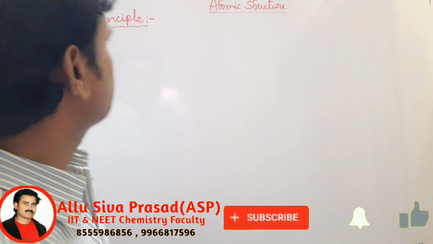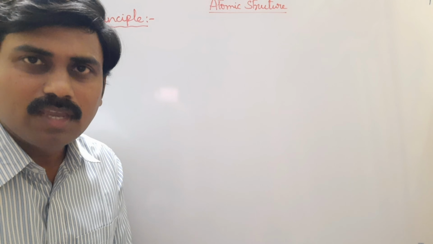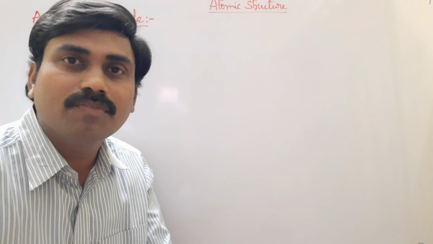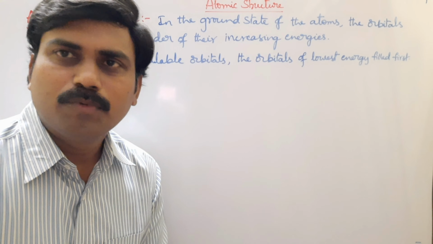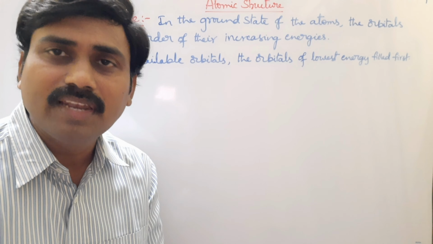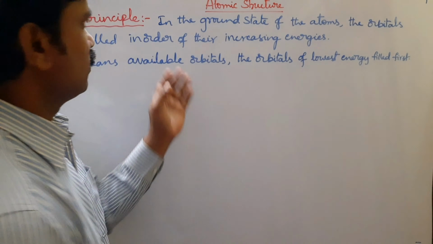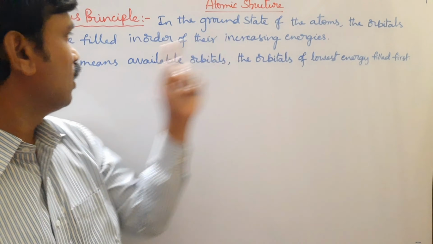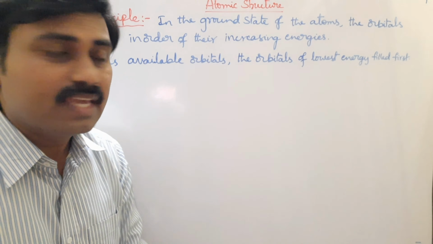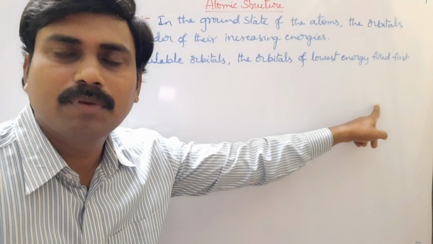Here the next topic is Aufbau's principle. According to Aufbau's principle, electrons fill the atomic orbitals in increasing order of their energies. In the ground state of atoms, the orbitals are filled in order of their increasing energies. Increasing energies means that among the available orbitals, the orbitals of lowest energy will be filled first.